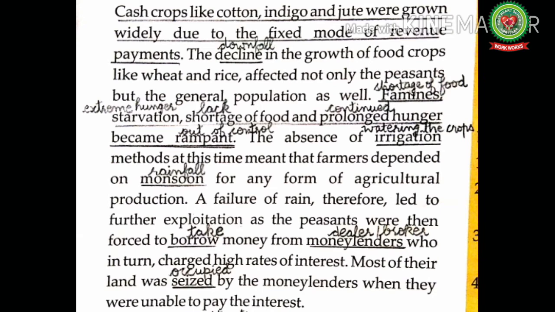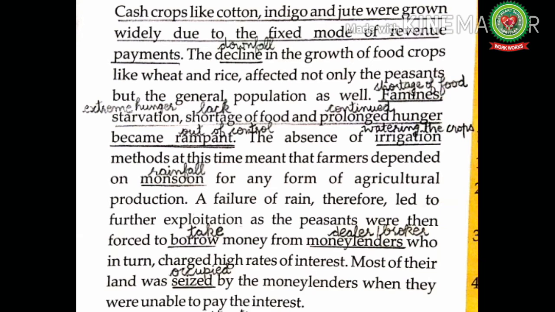Peasants were unable to pay the dues that were being demanded by the company. So, the agricultural production of food crops like wheat, rice, barley, pulses, etc., was in decline. By this, not only the farmers but the general population of the country suffered a lot. Famines, starvation, shortage of food, and prolonged hunger became rampant.